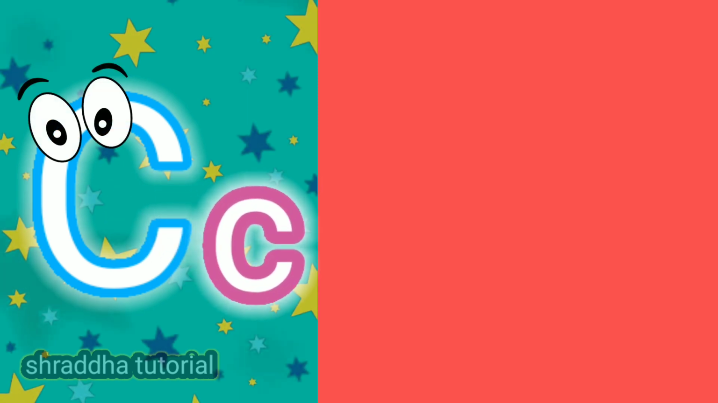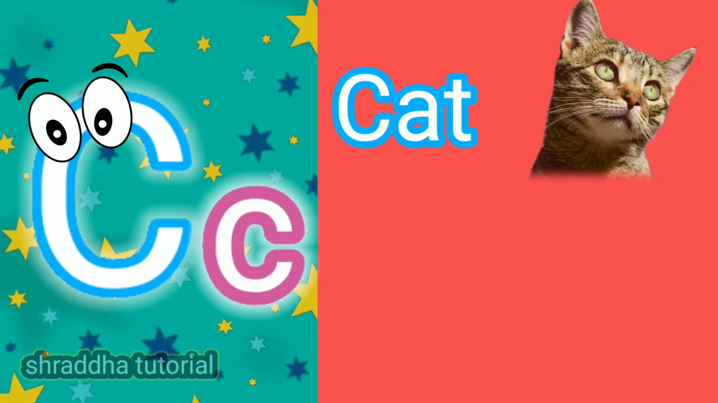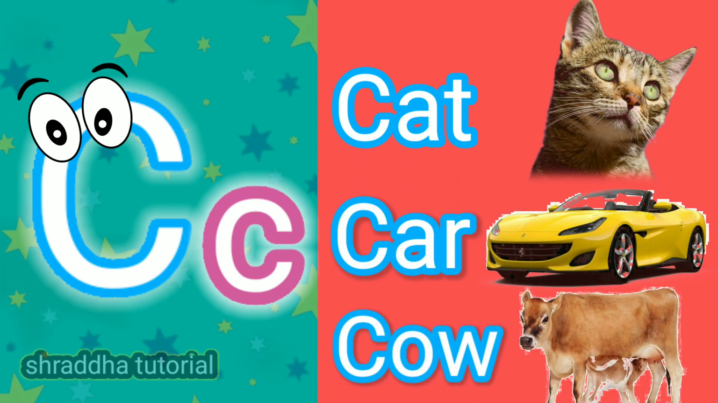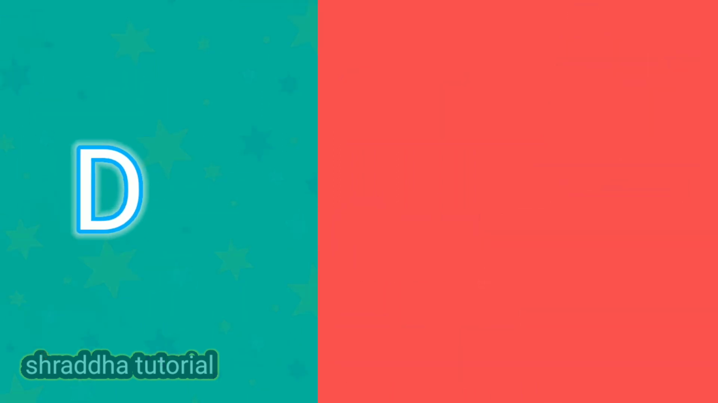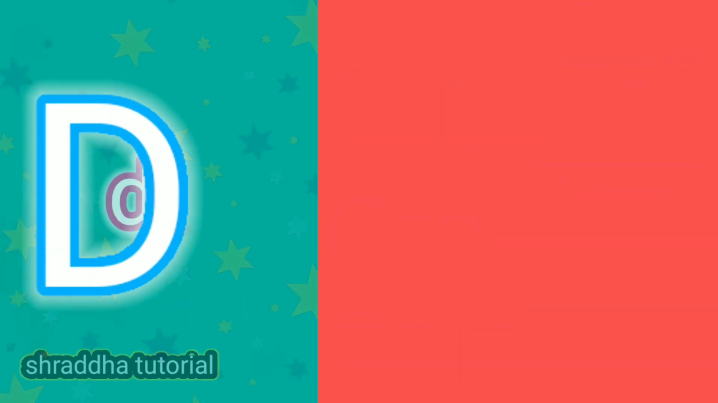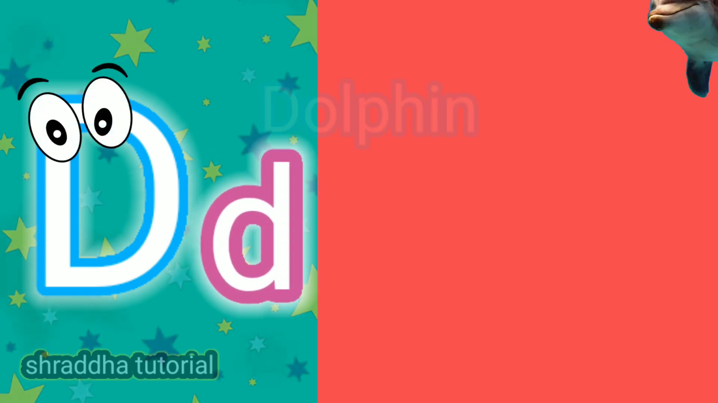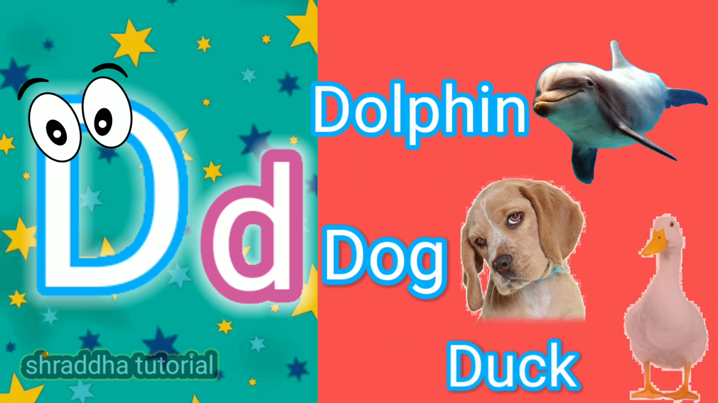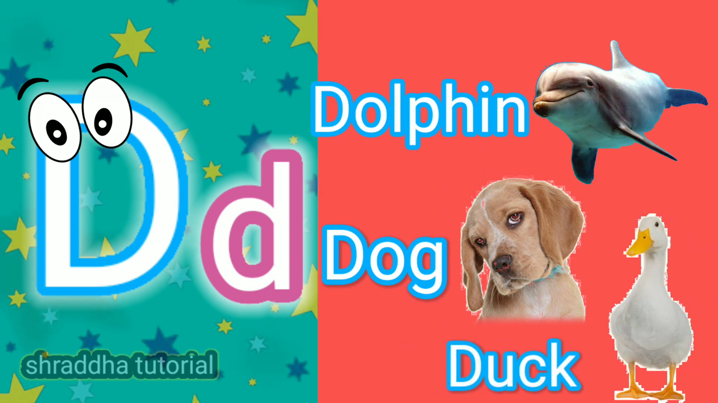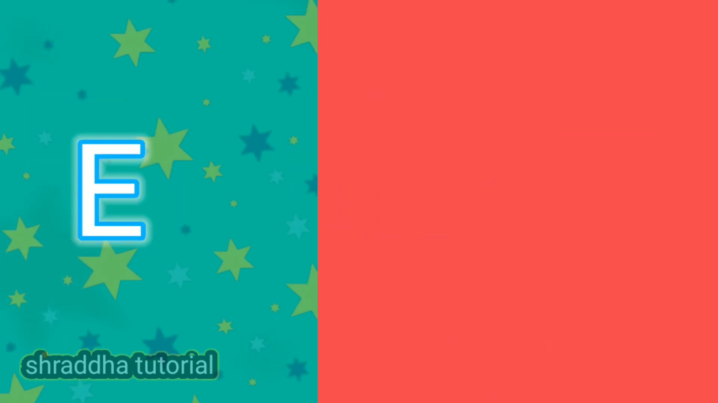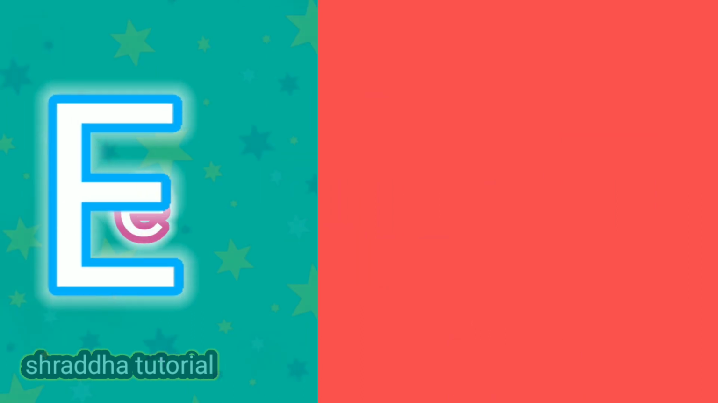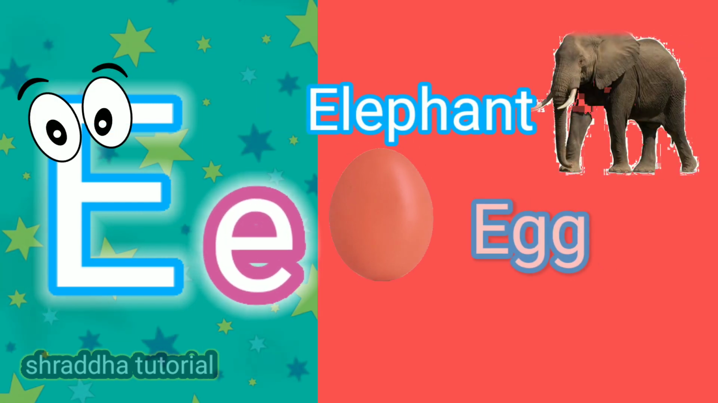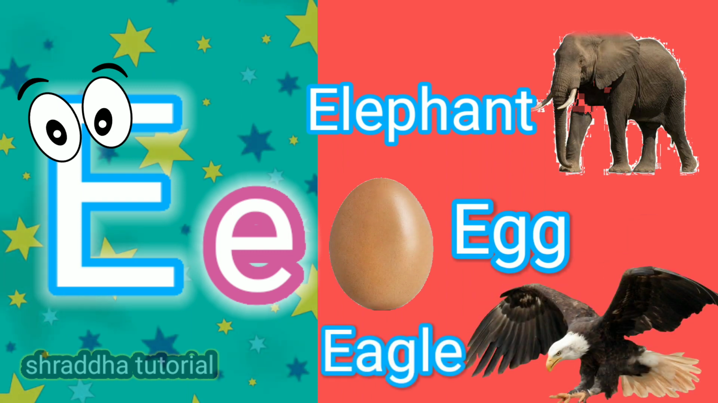C. C for cat. Car. Cow. D. D for dolphin. Dog. Duck. E. E for elephant. Egg.